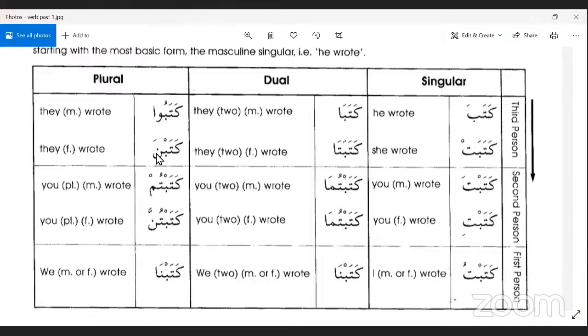Na is the indication of fa'il, and they all females wrote, correct? Yes.